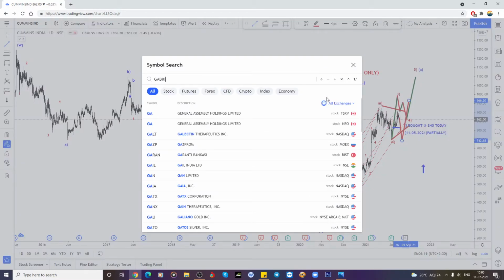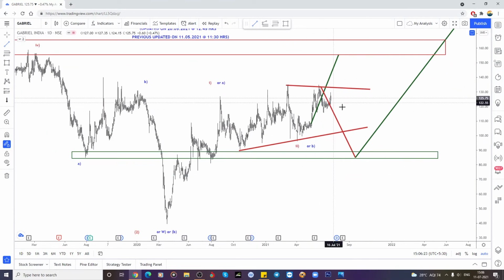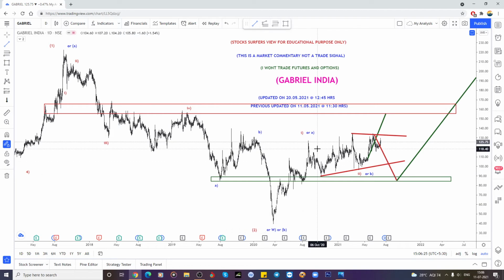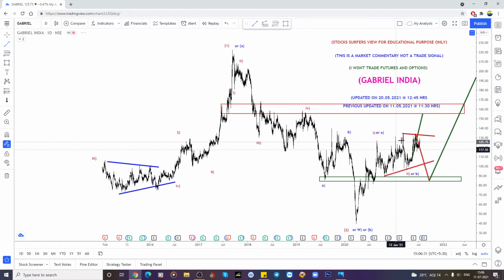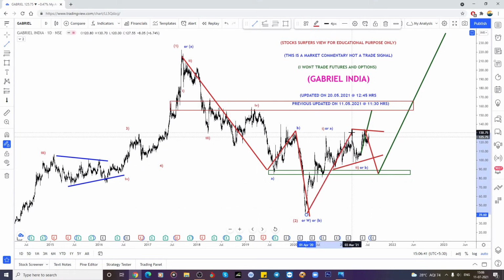Gabriel. Here also the same 5-wave structure has been completed. So any 3-wave structures to the downside, if it reaches again to the 90, I'm looking only for the buy. So here it's a 5-wave structure, 3-wave structure, 5-wave structure. So one more 5 3, at least up to 160 is my target.